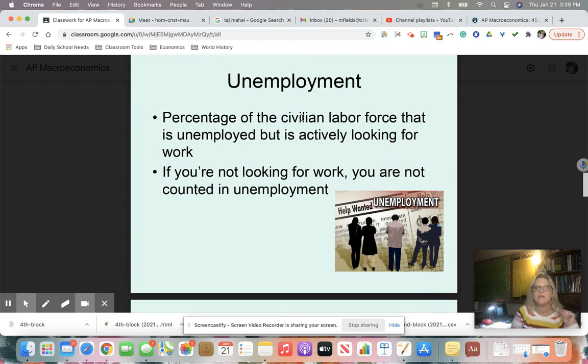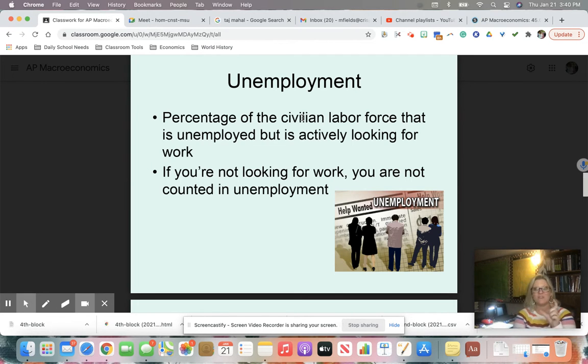So a 6-year-old shouldn't be counted as unemployed, and neither should your 85-year-old great-grandmother, right? To be in the labor force, you have to either have a job or want a job. To be unemployed, you have to not have a job but want a job. So you have to be looking for it. If you're not looking for work and you don't have a job, you're not unemployed. We only count in our unemployment rate the people who aren't working but are actively looking for work.